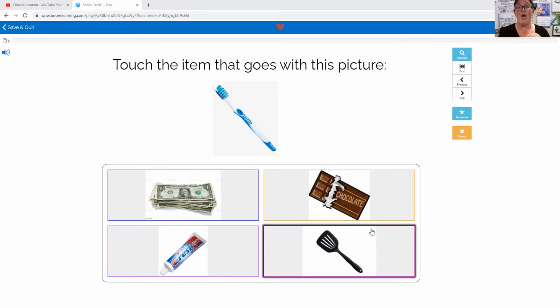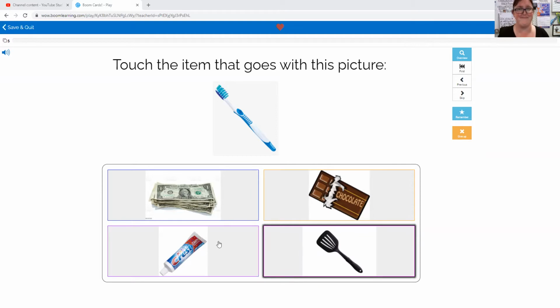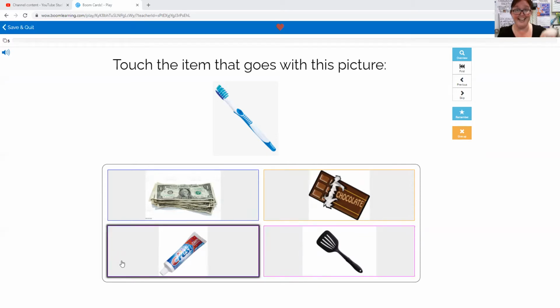Money, chocolate, toothpaste, or a spatula? You're right. Yeah, toothpaste goes with a toothbrush.